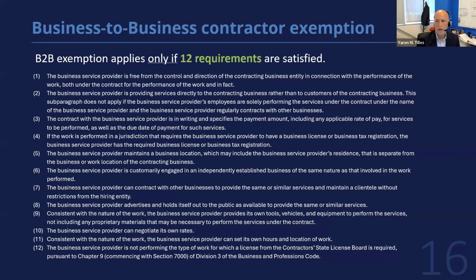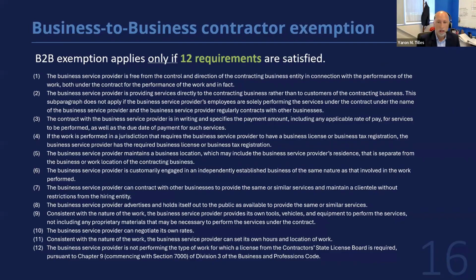So by way of example, the first one is about being free from the control and direction of the contracting business. Requirement number 2 talks about that the service provider is providing services directly to the contracting business and not to the customers themselves. Number 3 requires a contract in writing that specifies certain things such as the amount being paid, the applicable rate, the due date of when payments are going to be due.